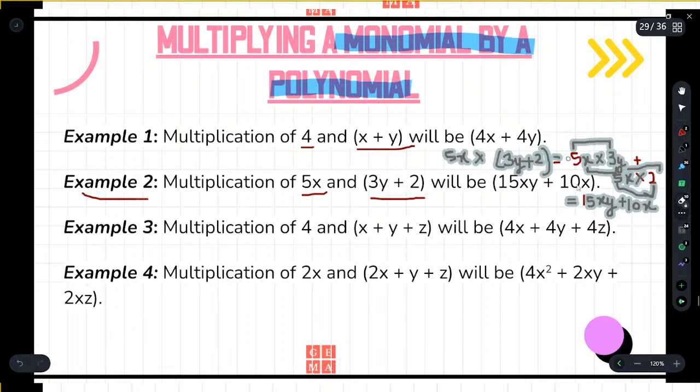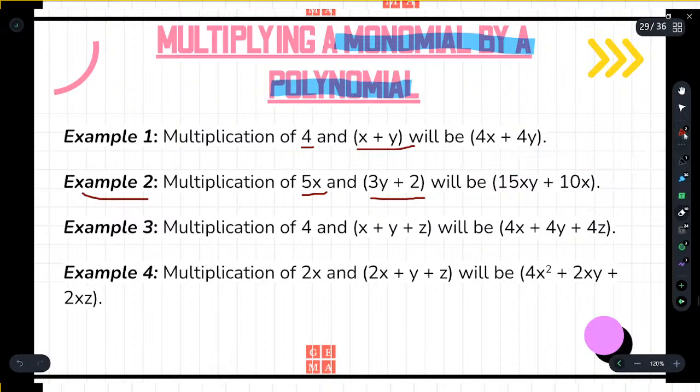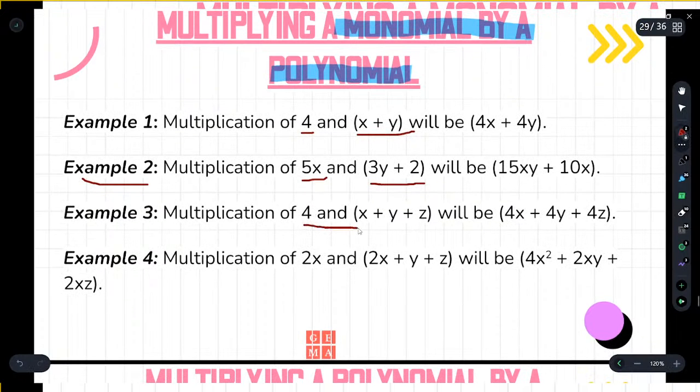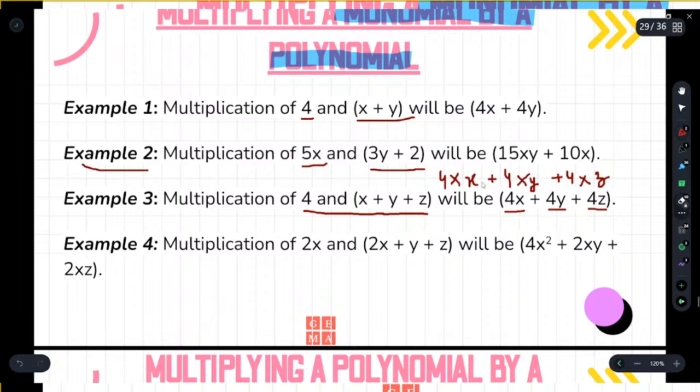Let's move on to the next example. Multiplication of 4 and x plus y plus z. What is it? 4 into x plus 4 into y plus 4 into z, which is monomial into monomial. 4 into x is 4x, 4 into y is 4y, 4 into z is 4z. Right? Let's move on to next. This one was easy.